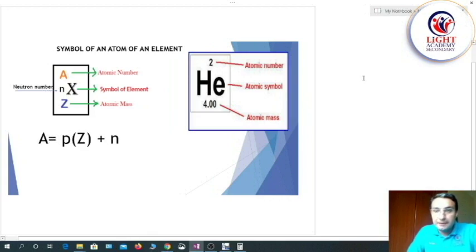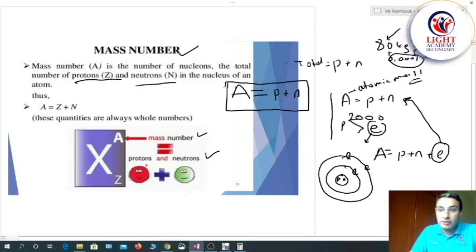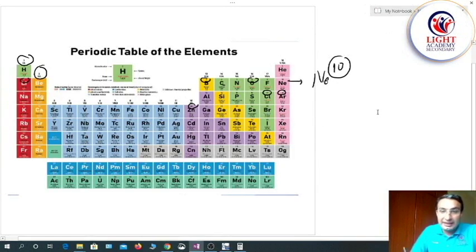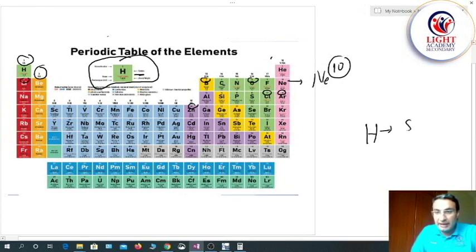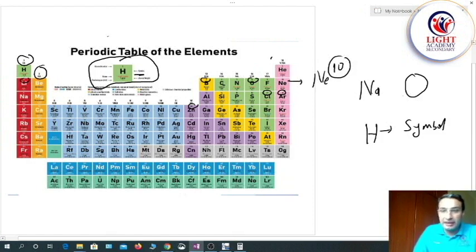Okay, so here in the periodic table, let me go to the periodic table. You can see that elements are in boxes. In this box, there is information, like the symbol of an element. Every element is represented by a symbol, like hydrogen is H, sodium is Na, oxygen is O, okay?